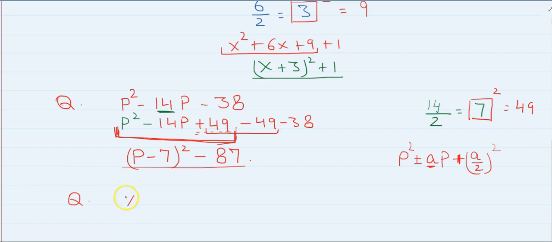x square plus 6x plus 8. The half of 6 is 3. So 3 square is 9. We need 6 over 2, which is 3. The square of 3 is 9. We have 8 here. So we have to add 8 minus 1.